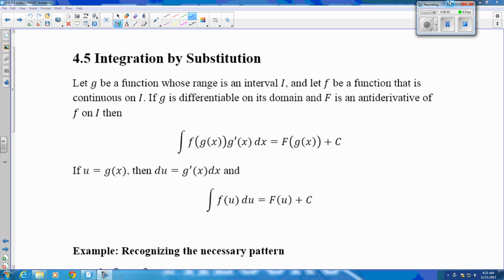Okay, we are starting section 4.5, integration by substitution. The integration by substitution rule is essentially the opposite of the chain rule. So when chain rule was for differentiation, the integration by substitution rule is for integrals.